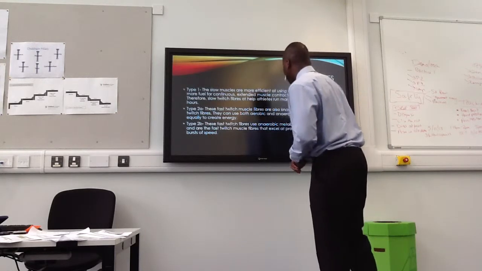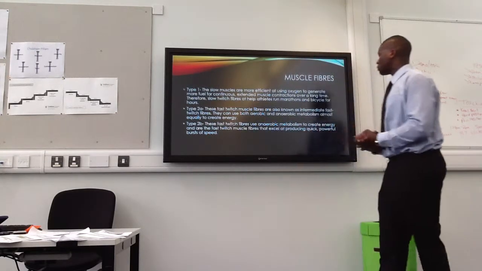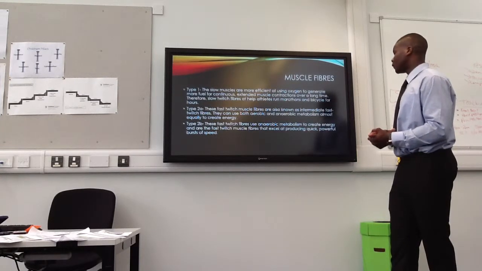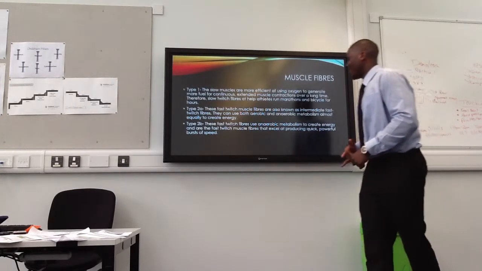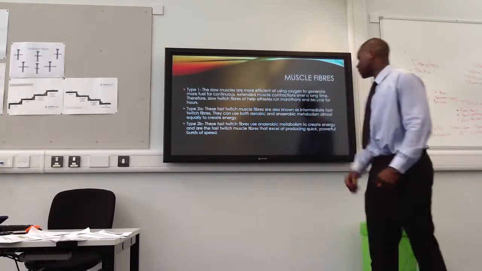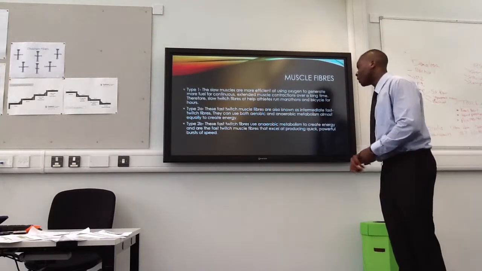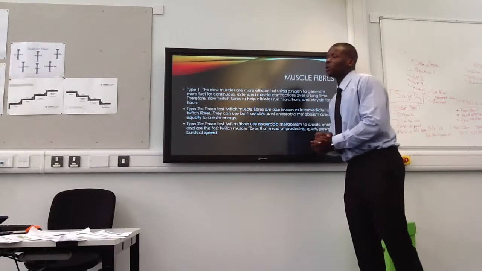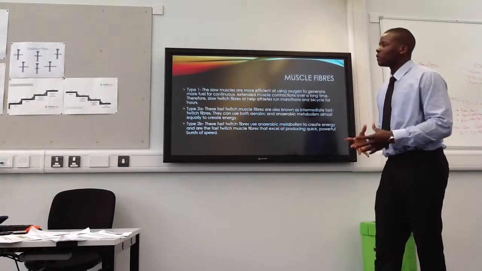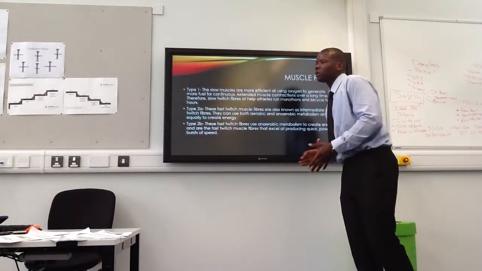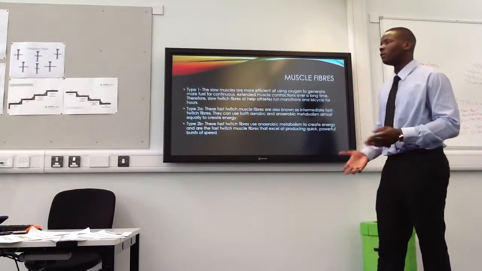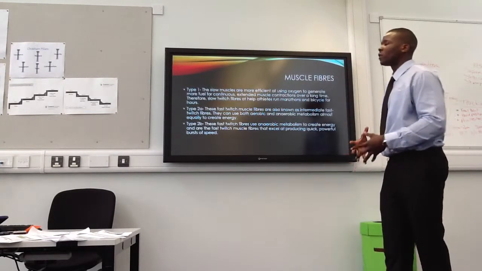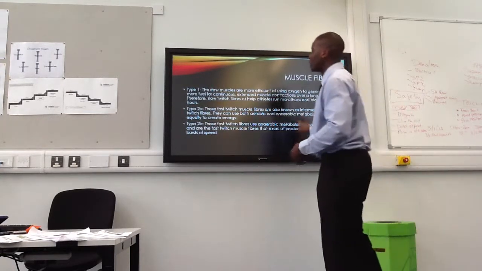Type 2B fast-twitch fibers use anaerobic metabolism to create energy, and are the fast-twitch muscle fibers that excel at producing quick, powerful bursts of speed. A 400-meter runner will need this because, let's say, in the last 100 meters, or the last 70 meters of the 400-meter sprint, they'll need a huge burst of speed because they're trying to run as fast as they possibly can to win the race.